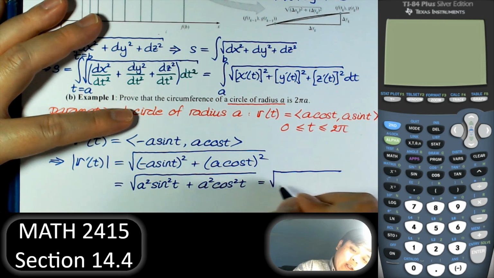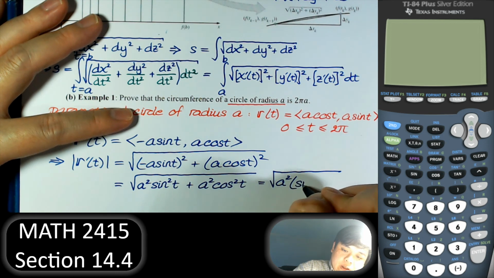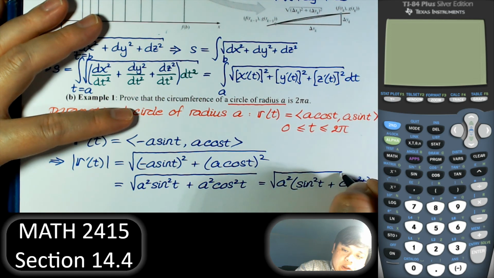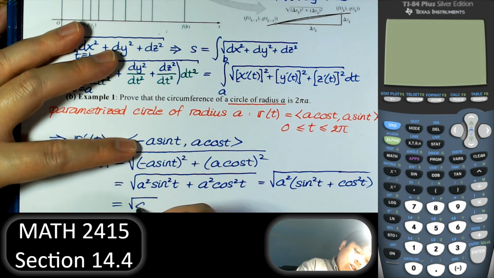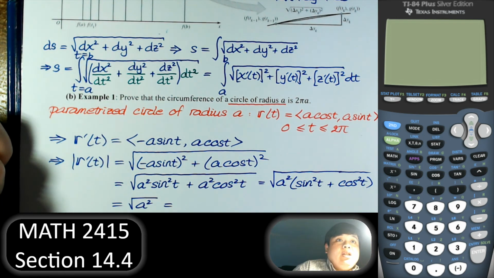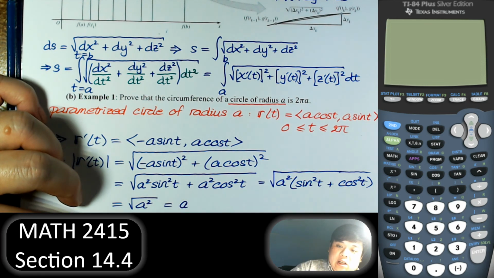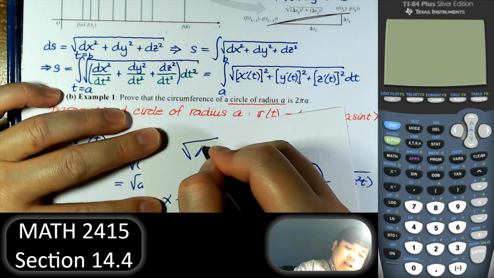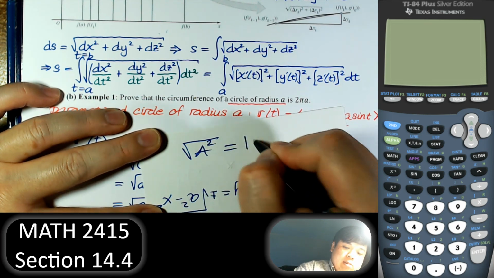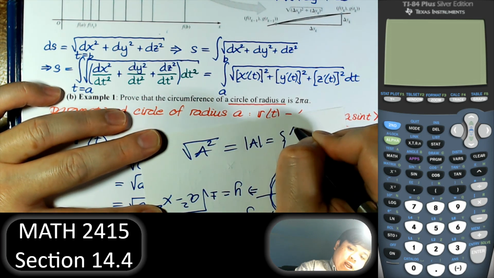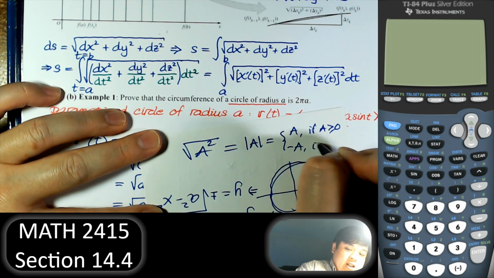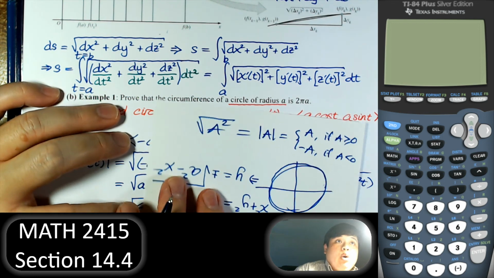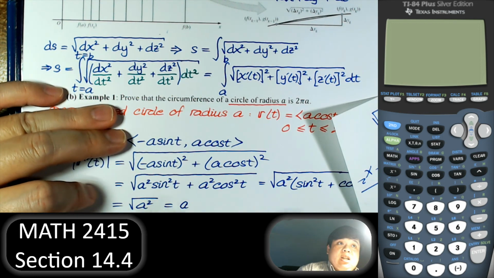Factor out the a square. Sine square plus cosine square is 1. So we just have the square root of a square. Now a is the radius, so it should be just a. Remember, in general, the square root of a square is the absolute value of a, which is a if a is positive or 0, and the opposite of that if a is negative. Right. We know the radius is positive, so it's going to be just a.